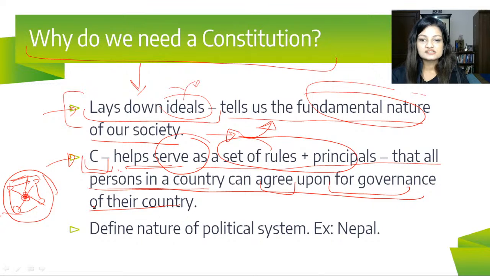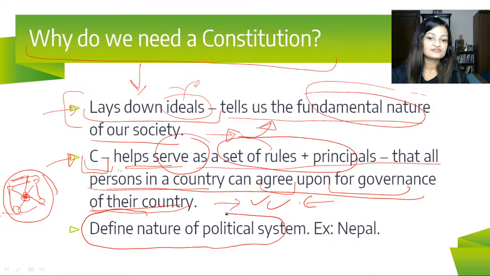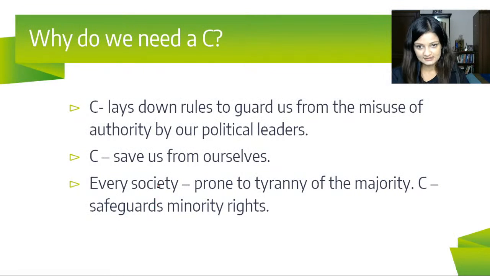So this basically means that all the people of the country have given their consent, that we agree, we abide and stand by the constitution and the ideals that it enshrines. What other thing it does is that it defines the nature of a political system. In this, we will be discussing the case of Nepal in the next few slides. What else does it do?